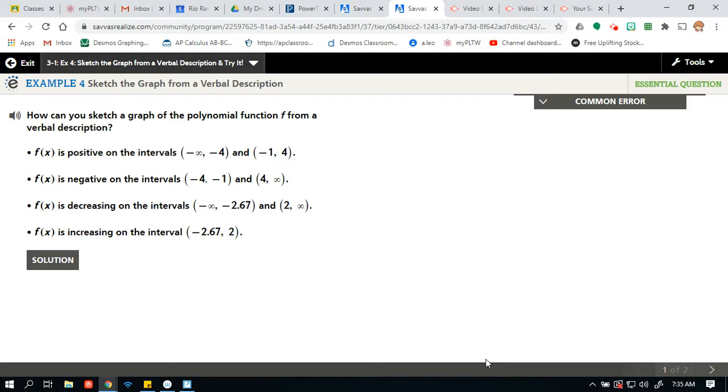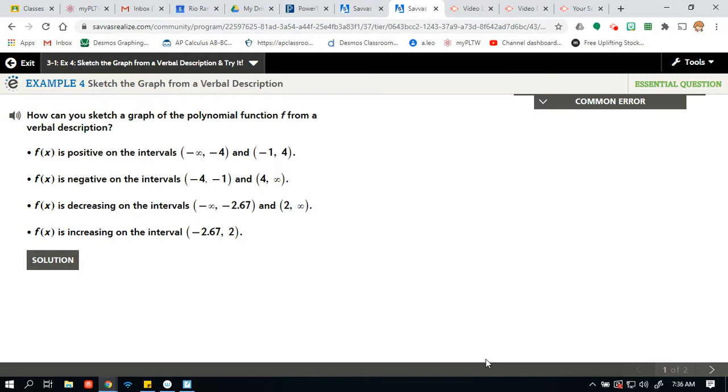The first thing we have is f of x is positive on the intervals negative infinity to negative 4 and negative 1 to 4, which basically means that we're going to have positive y values between negative infinity and negative 4, and between negative 1 and 4. And then f of x is negative on the intervals negative 4 to negative 1 and 4 to infinity, which again means that my y values are going to be negative.